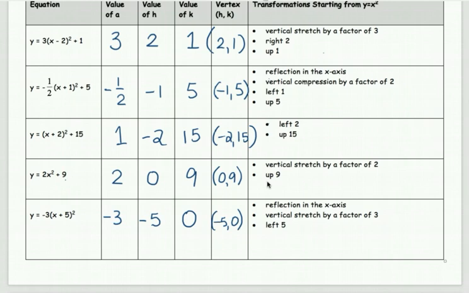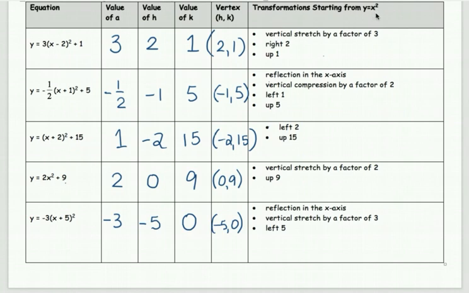So I went ahead and wrote in the transformation descriptions now. So again, compared to the original parent, y equals x squared, how did this change? Well, when we multiplied the 2 on here, +2, so there's no reflection, but there is a vertical stretch by a factor of 2. And the x value here isn't in a bracket with a value, so there's no left or right movement. Okay, so I'm not going to state that, but this 9 says up by 9. Okay, so there's 2 transformations here.